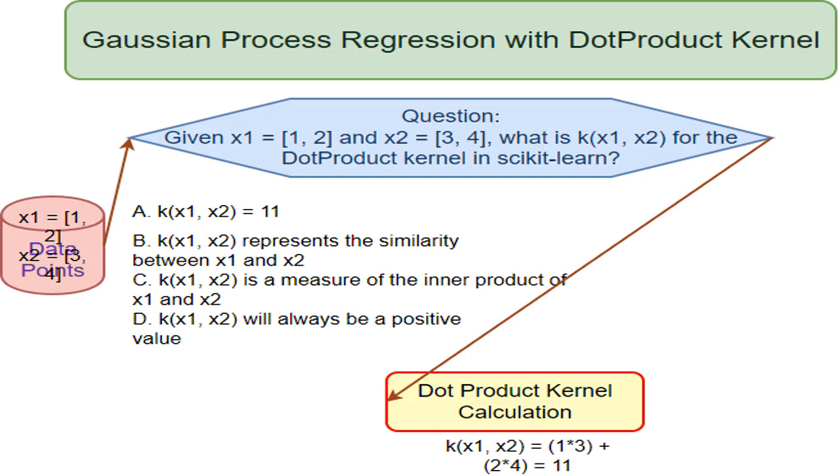We are using a Gaussian process regression model with a specific type of kernel function called a DotProduct kernel. This kernel function computes a similarity measure between vectors, and that measure is simply their inner product. It's a very common and useful method.